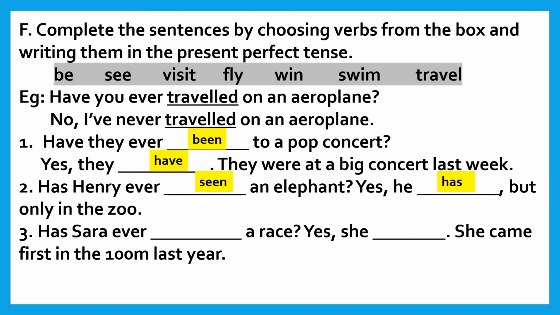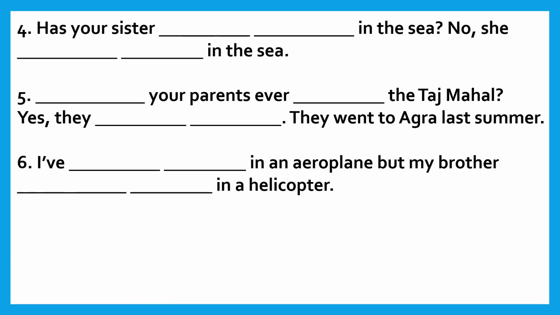Third, has Sarah ever dashed a race? Has Sarah ever won a race? Yes, she has. She came first in the 100-meter last year. The fourth one, has your sister dash dash in the sea? Has your sister ever swum in the sea? No, she hasn't swum in the sea.